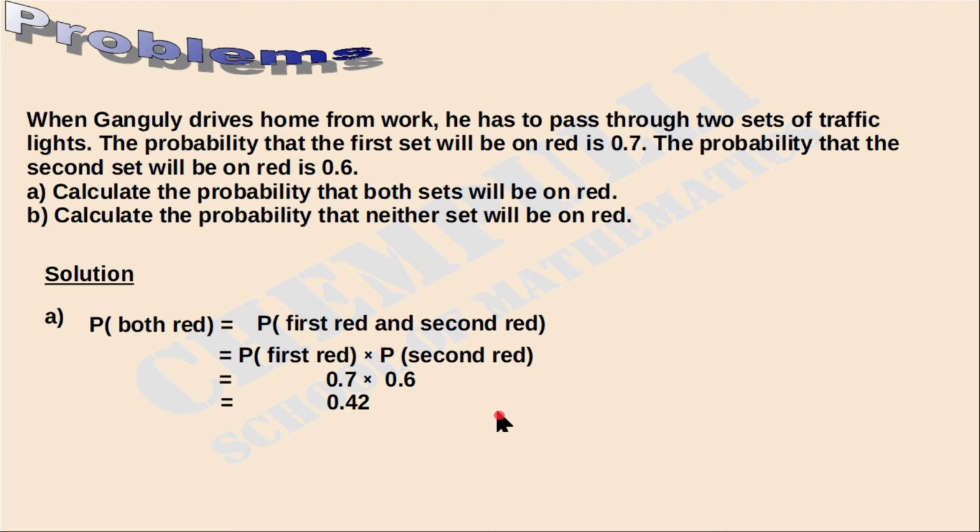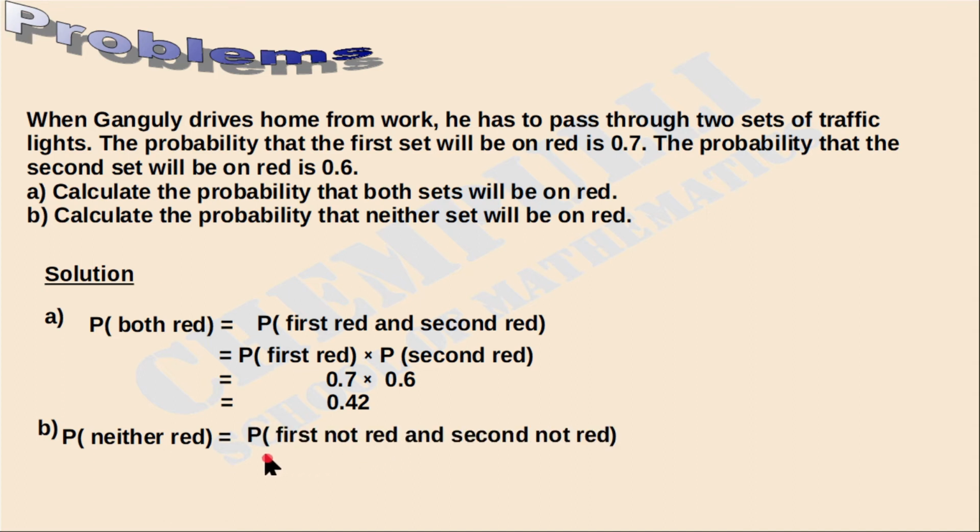The next one: calculate the probability that neither set will be on red. Neither set being on red means the first one is not red and the second one is not red. That is, probability of first not red and probability of second not red. We know these two events are independent events, so by using the multiplication law, that is probability of first not red times probability of second not red.